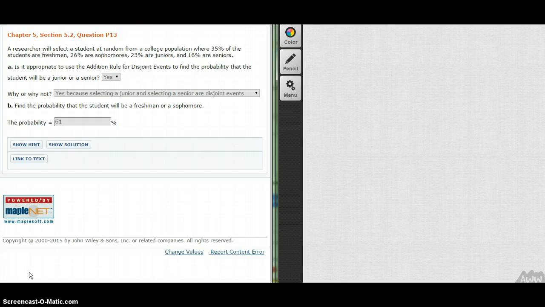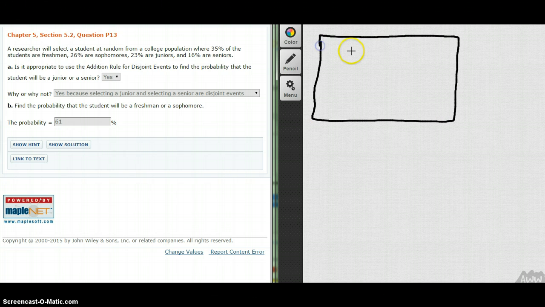senior. There could be a gray border where they're not sure what they are, but they're either one or the other. And the official word for that is disjoint events. So if we actually want to calculate the probability that the student will be a freshman or a sophomore, let's go over here and show you what's called a Venn diagram.